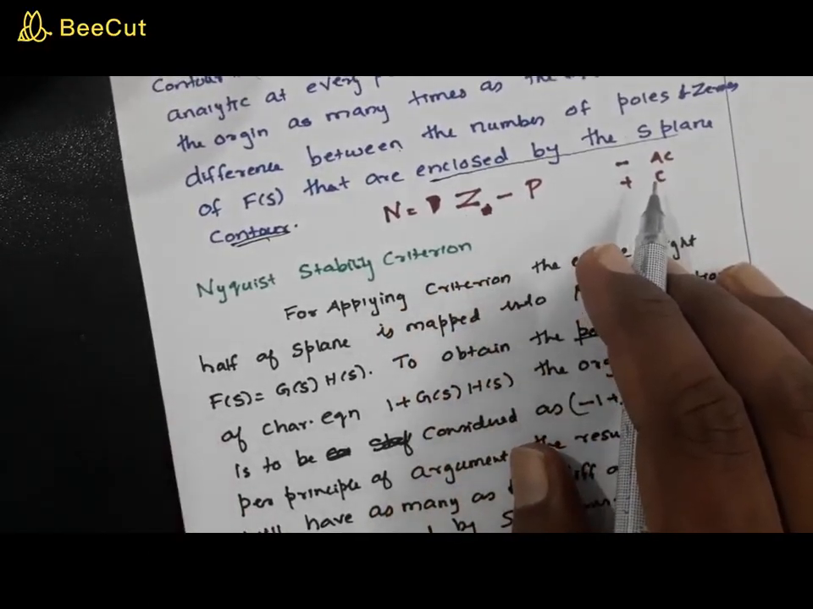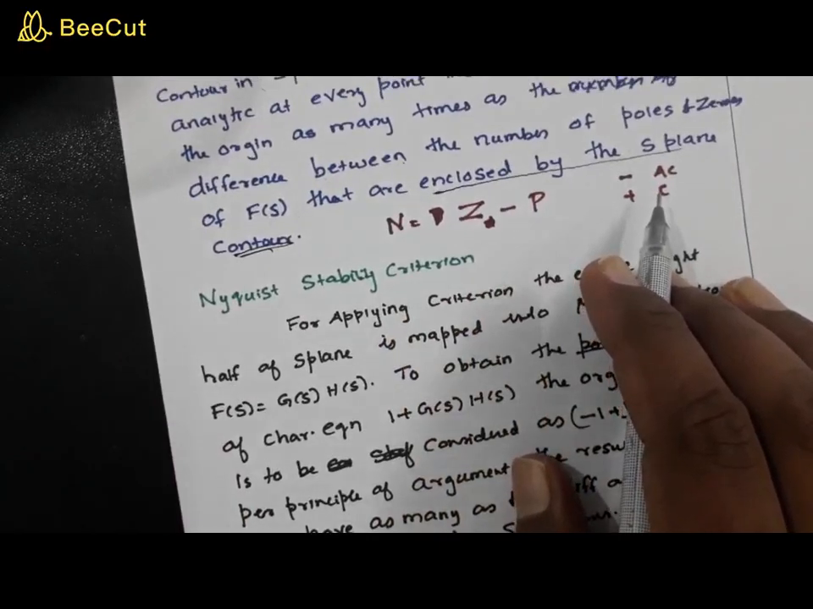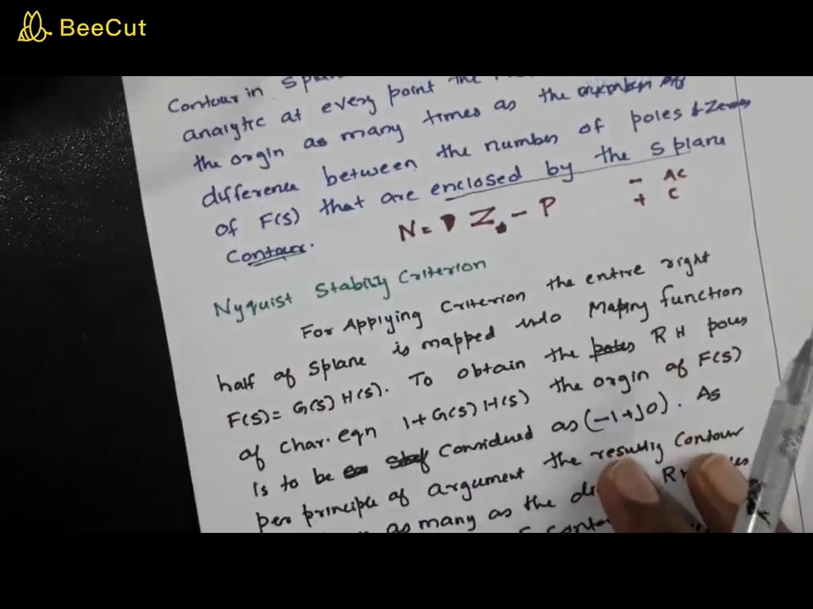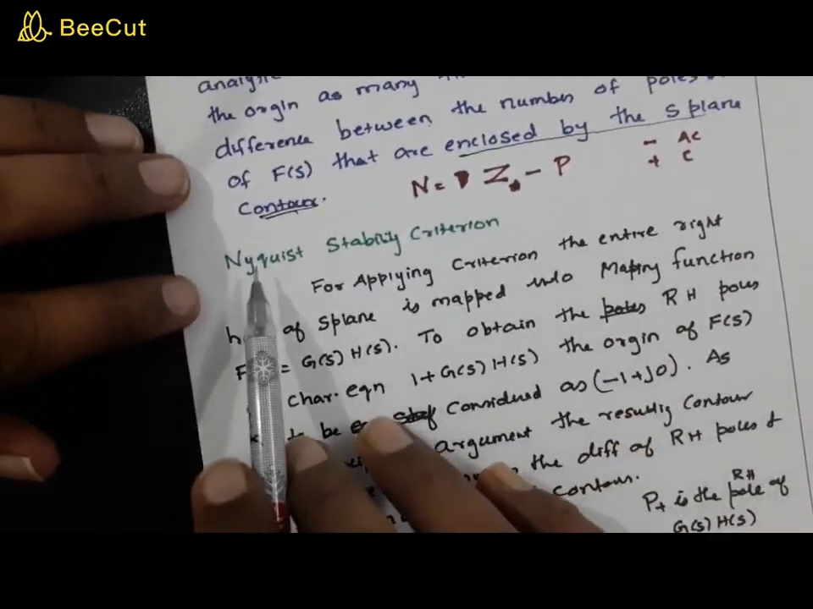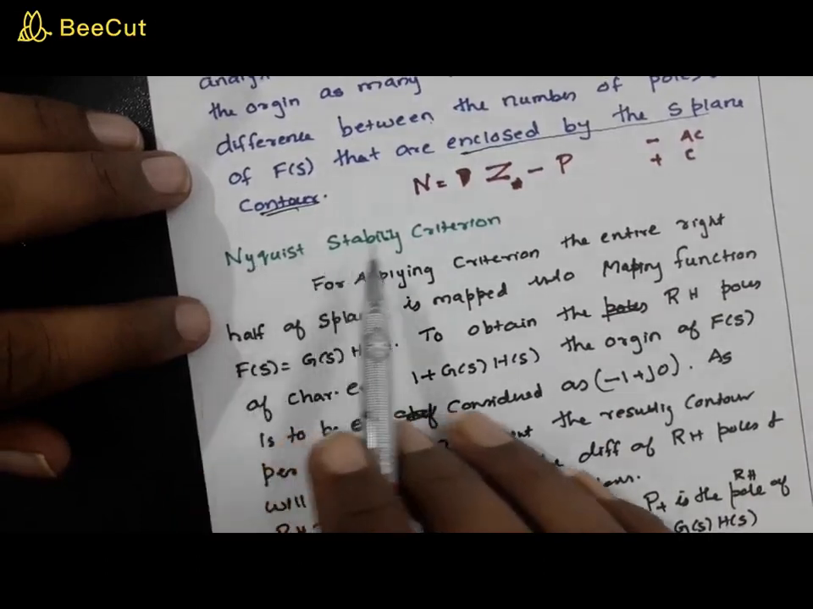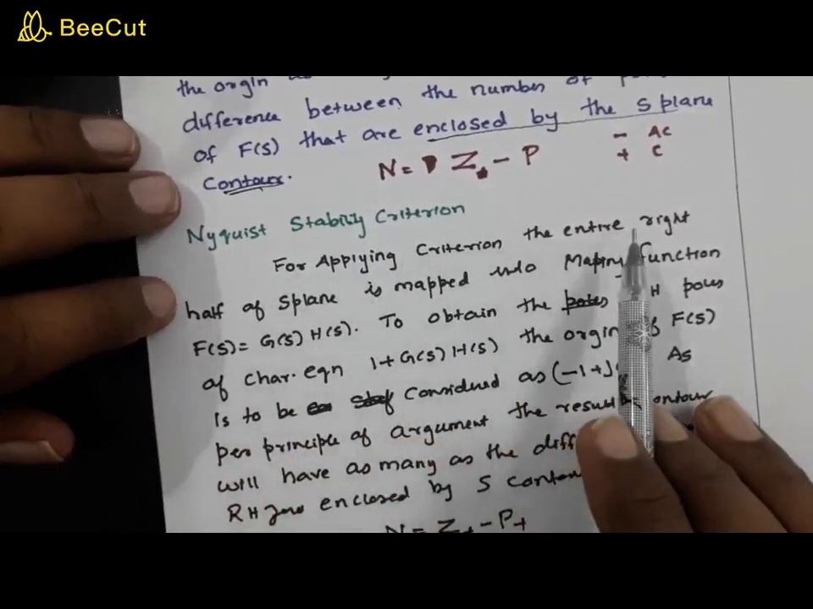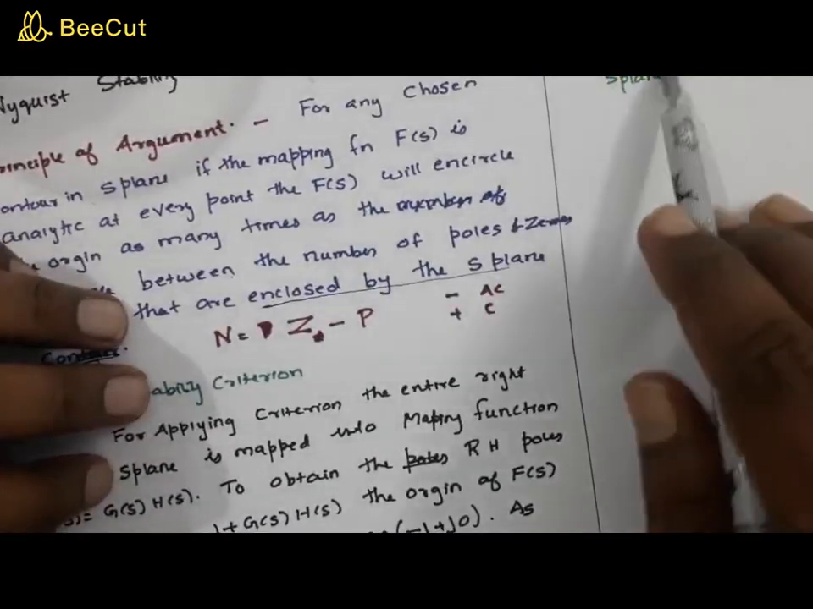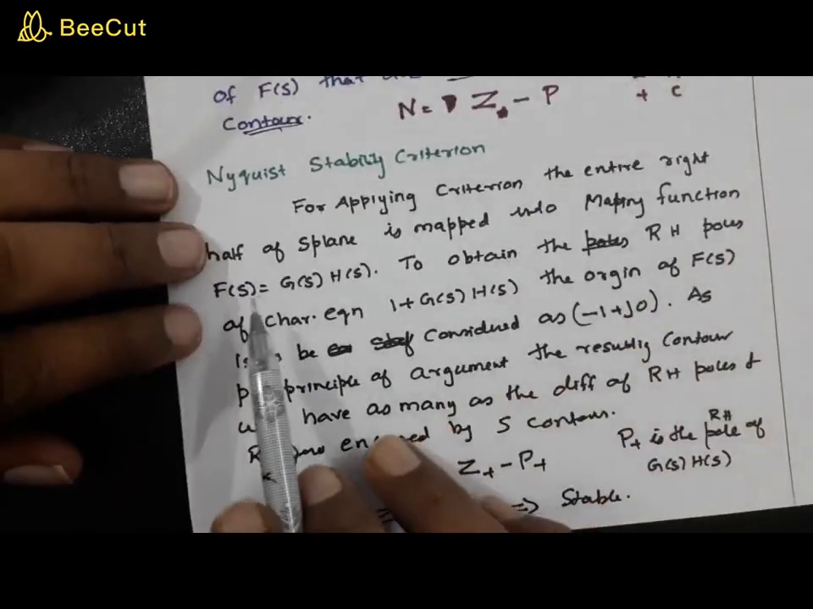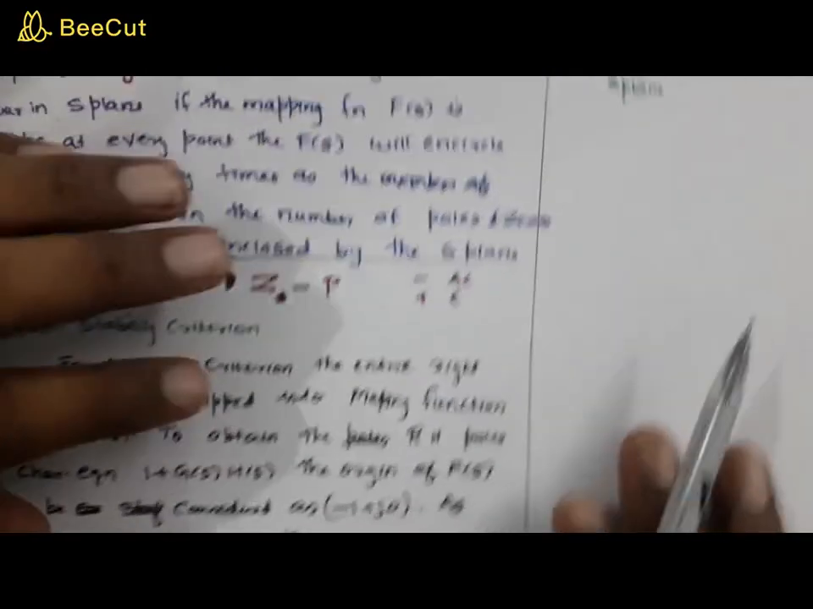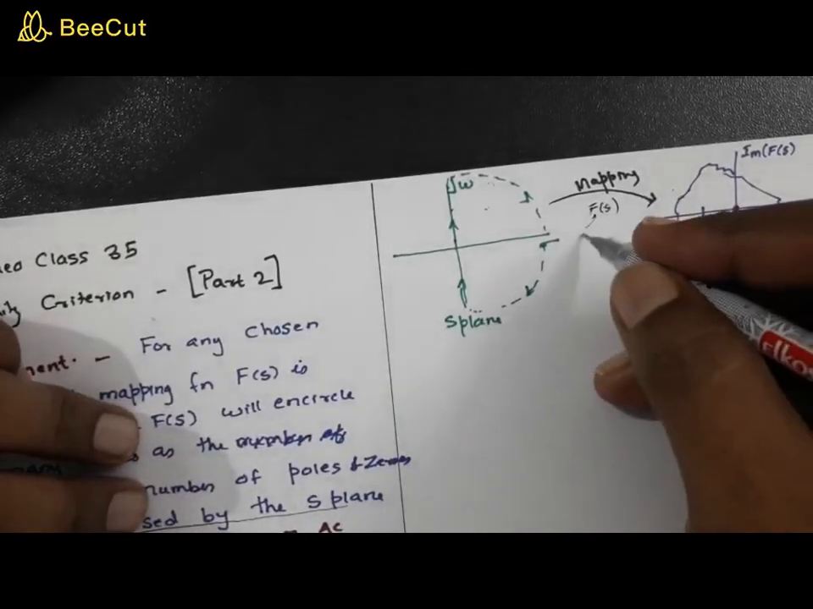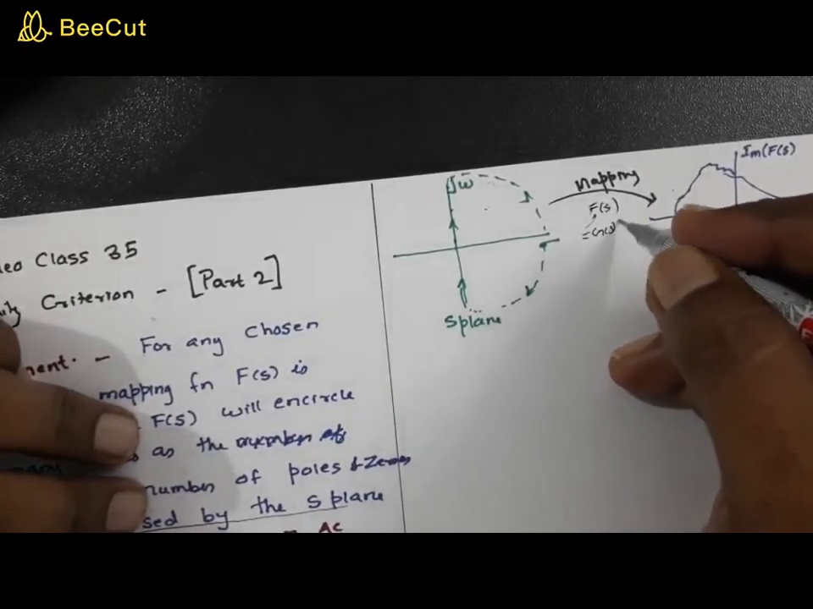Now what we need to find out is how to use this principle of argument for stability, and that is called the Nyquist stability criterion. For applying this criterion, the entire right half of the S plane is mapped, as shown here, into a mapping function g of s h of s. The origin is denoted as 0. This is your origin, if you consider this f of s as your g of s h of s.